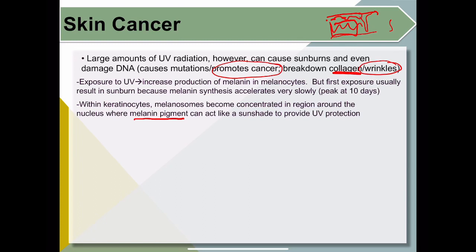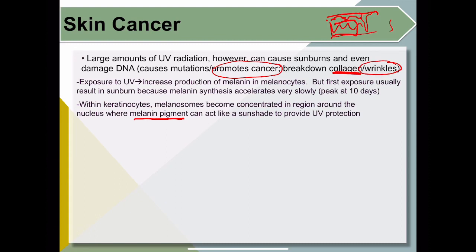So this is why I was saying melanin and melanosomes are not just for the purpose of giving color to our skin, but they also provide a source of protection against UV radiation, fending off those radiation from hitting our nuclei.